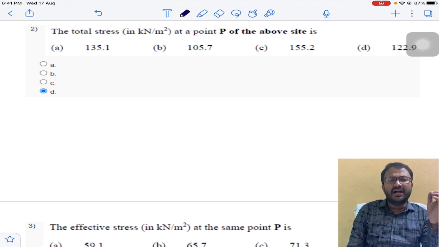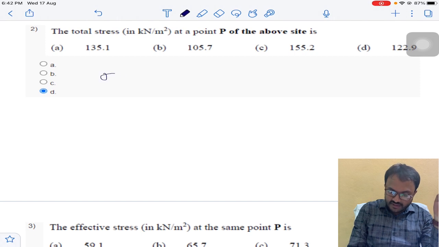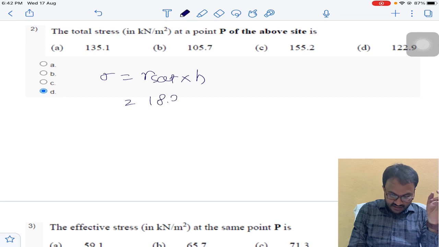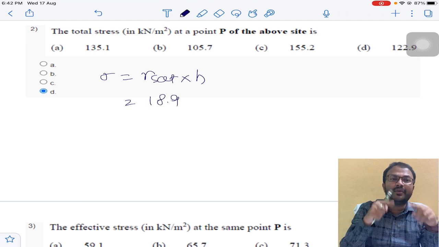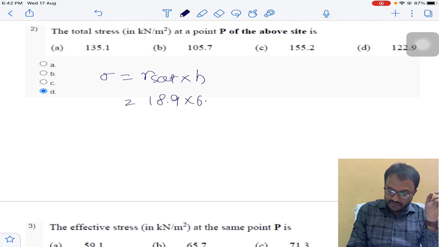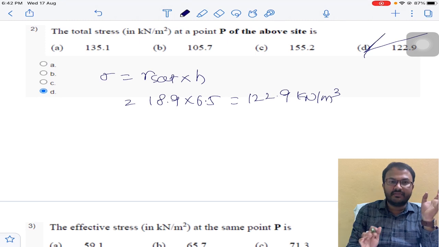And now the total stress at a point P above the site is. So the point P is laid at a distance 6.5 meter. Total stress will become sigma is equal to the soil is in the saturated condition, gamma saturated into H. Gamma saturated is 18.9. That is, I am using here the answer of question number 1. Into 6.5. Total stress will become 122.9 kilonewton per meter cube. So the answer will be answer D for question number 2.